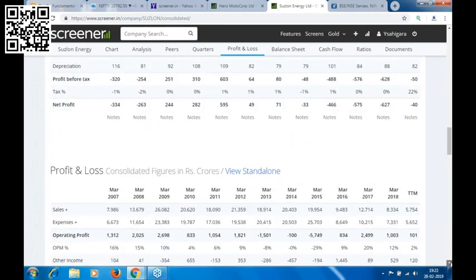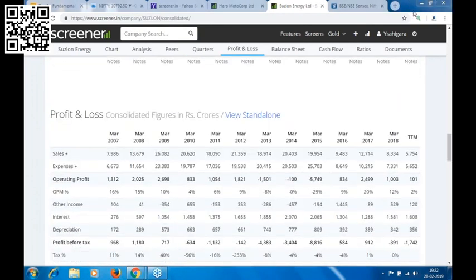Now if we look at the quarterly results of the company, you see in March 2007 the sales was somewhat 7986. From there it went up, and then from the last 2 years if you see, the sales are declining.